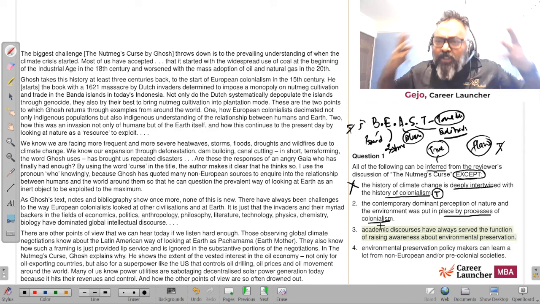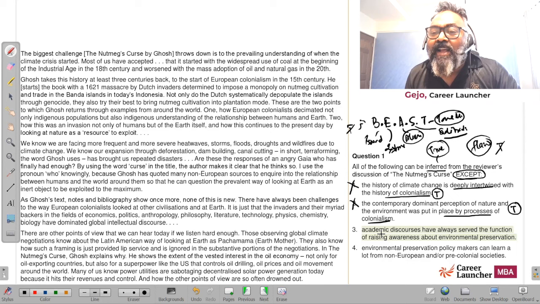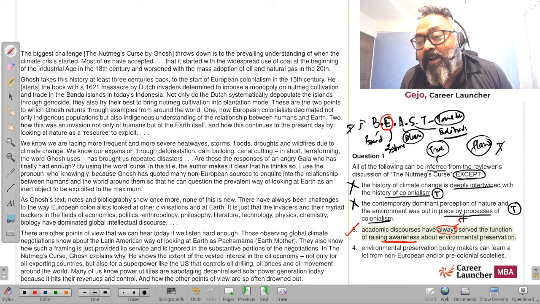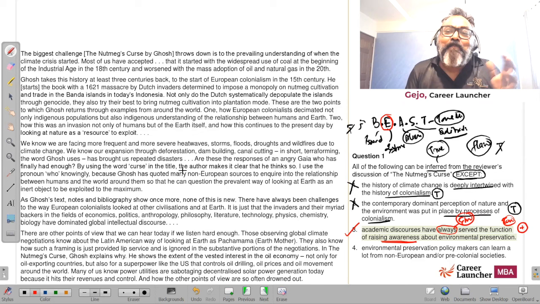B, this is not the case. Academic discourses have always serve to function raising awareness. So look at this, too extreme. Look at the tone itself, so positive, when the entire passage is about negative things. That has to be our answer.